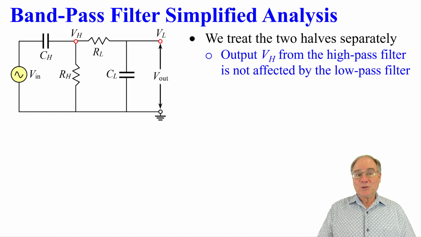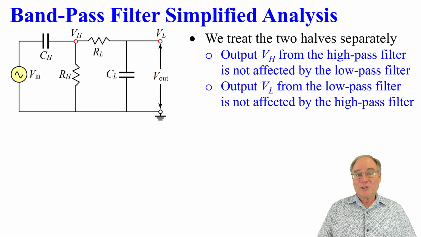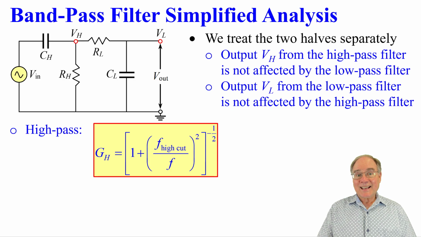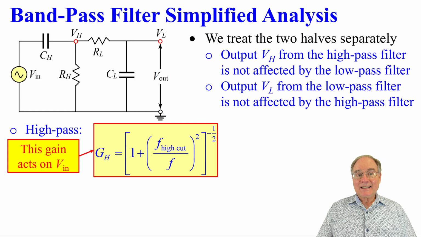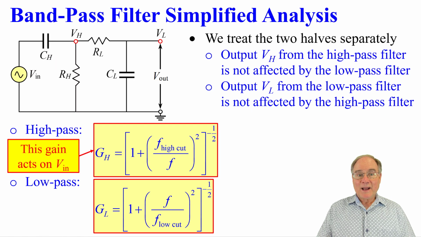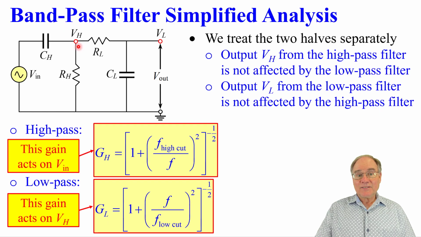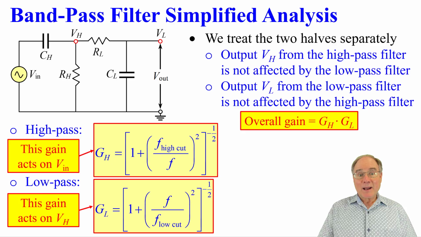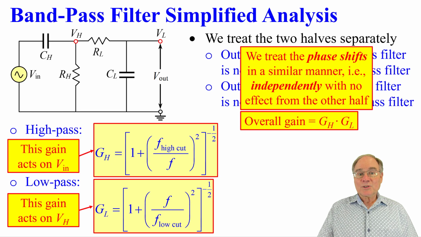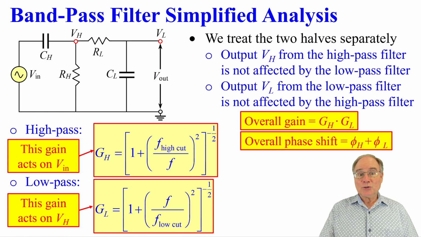We assume that output voltage VH is not affected at all by that low-pass filter to its right. Similarly, VL is not affected by what happens with the high-pass filter. This is the gain we had previously for a high-pass filter, and that gain acts on Vin, the input voltage supplied to the high-pass filter. Here's the gain for the low-pass filter, and that gain acts on VH. We get the overall gain by multiplying these two gains. We also treat phase shifts independently. Neither half of our circuit affects the other half, and for phase shifts we need to add the two.